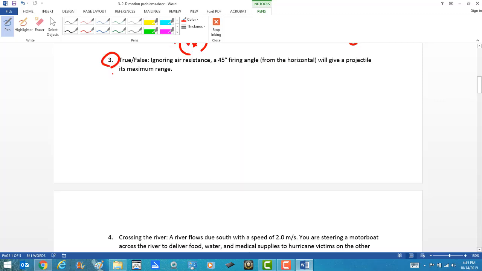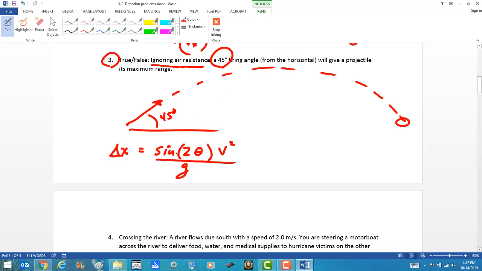True, false. Ignoring air resistance. All these problems we're doing do ignore air resistance. Does a 45-degree firing angle, in other words, the cannon is pointed at a 45-degree angle right there, give a projectile its maximum range? So without going through a big derivation, that's the formula for range for a projectile motion problem, where theta is the firing angle. The range depends on the sine of 2 theta.